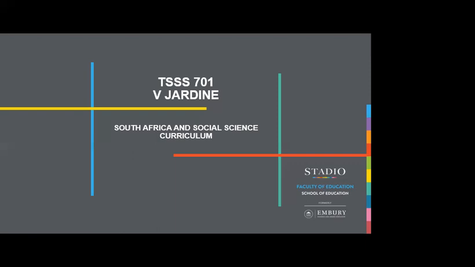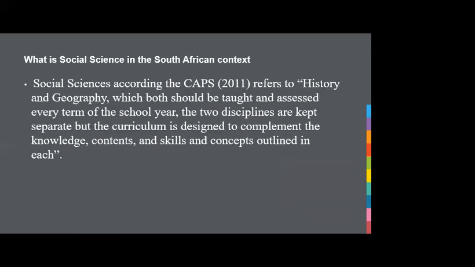Okay, so this lesson concentrates on South Africa and the social science curriculum. We look at the definition of social science in the CAPS curriculum, and this looks at history and geography, and it goes on to say that both should be taught and assessed every term of the school year. These two disciplines are to be kept separate, but the curriculum is designed to complement the knowledge, contents, skills and concepts outlined in each.